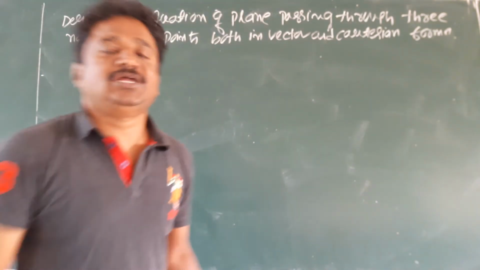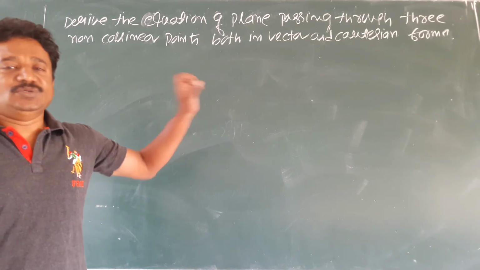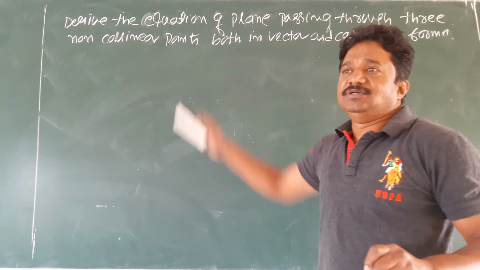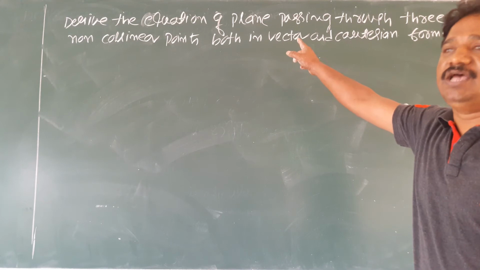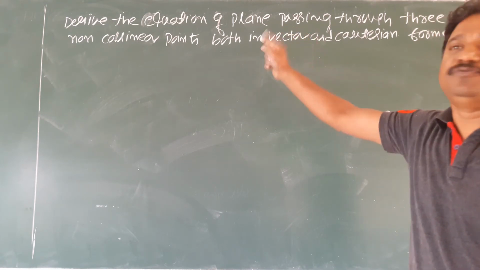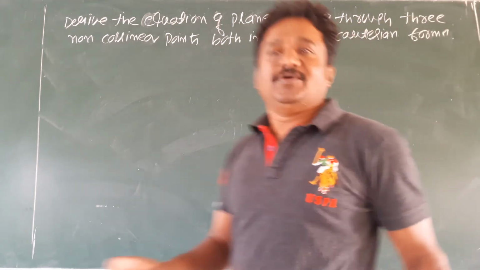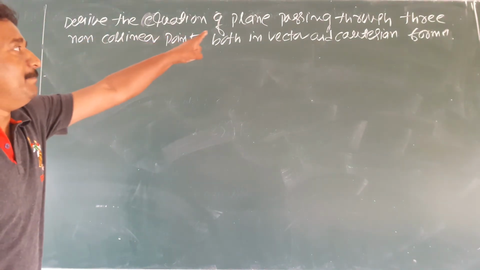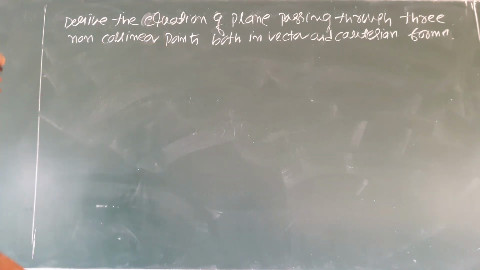Here is one more last derivation, students. This is the fifth derivation. They usually won't set this question for your annual exam; so far this question has not been set for your annual exam. If you wish to practice it, I won't object in any way. Look at that, students: derive the equation of the plane passing through three non-collinear points, both in vector and Cartesian forms.